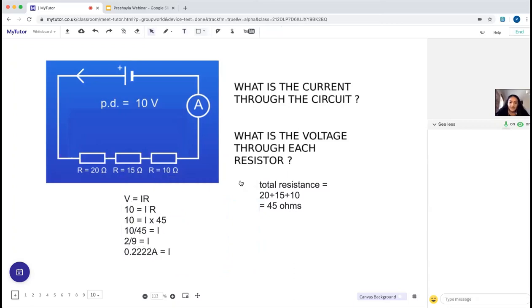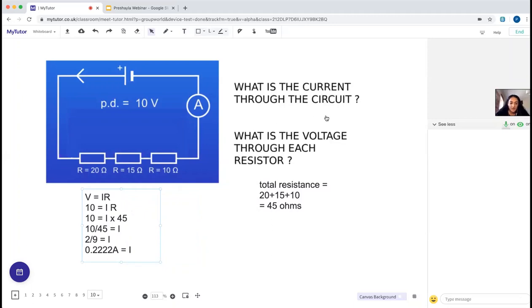So if you got that, well done. And if you also got that the total resistance is 45 ohms, which is that little step we need to do in between, then well done. Okay. So now we're moving on to part B of the question, which is what is the voltage through each resistor?